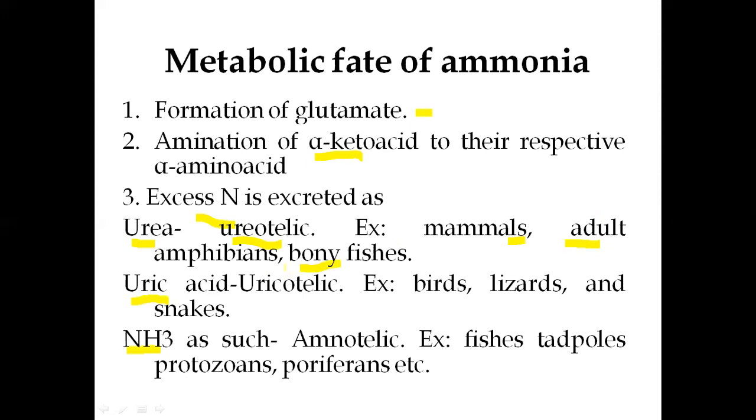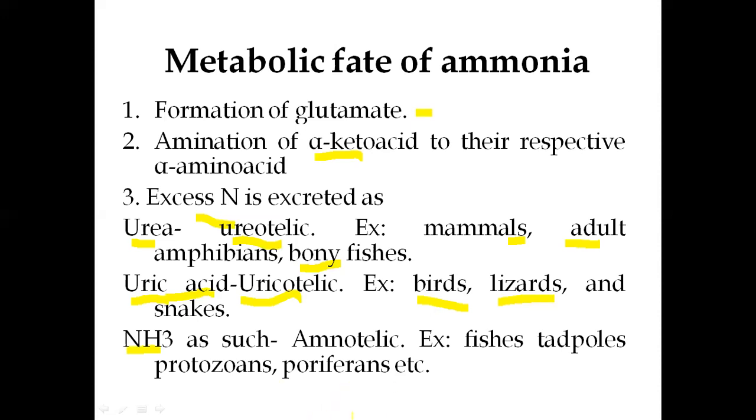Then, if the organism excretes the nitrogen in the form of uric acid, they are called uricotelic organisms. For example, birds excrete uric acid. Lizards and snakes excrete the nitrogen in the form of uric acid, so ammonia will be thrown out of the body in the form of uric acid.